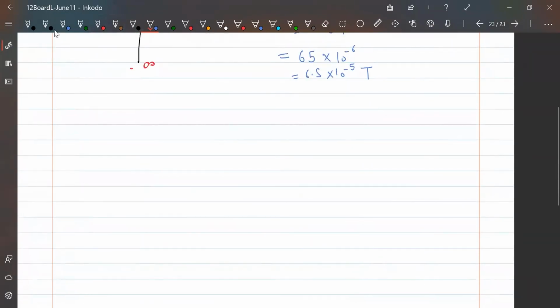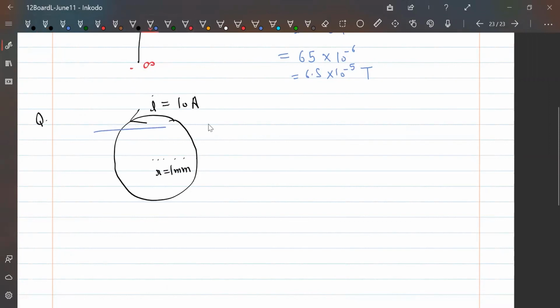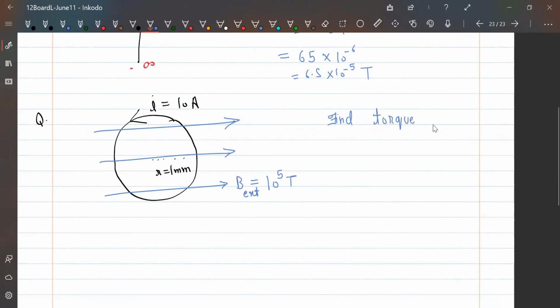Let us do another question. In this question, there is a loop here. And current in the loop is 10 ampere. Radius of the loop is 1 millimeter. And magnetic field is like this. Value of magnetic field is 10 raised to 5 Tesla. This magnetic field is external. The question is, find torque on the loop.